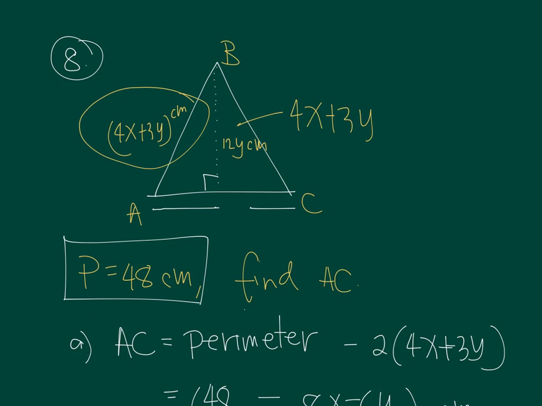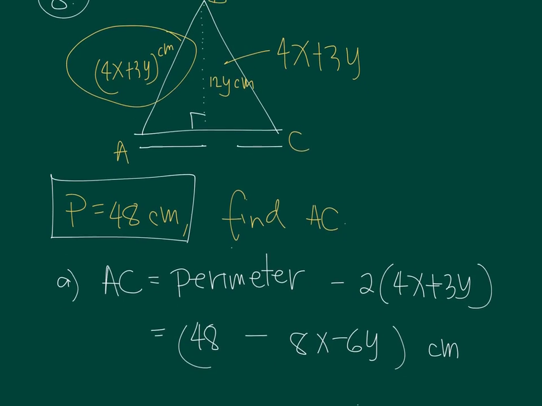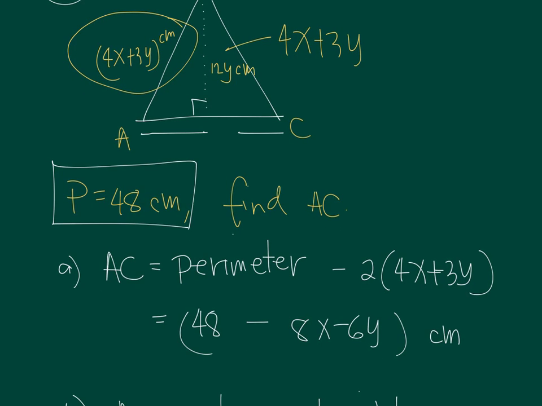Okay, so how do we find AC? The plan is, since we know the perimeter and we know the measure for the other two sides, the remaining side should be the perimeter minus the sum of the measure of the two sides. Since we have an isosceles triangle, we just simply multiply by 2 the 4x plus 3y, which is the measure of AB. So you have perimeter minus 2 times 4x plus 3y.